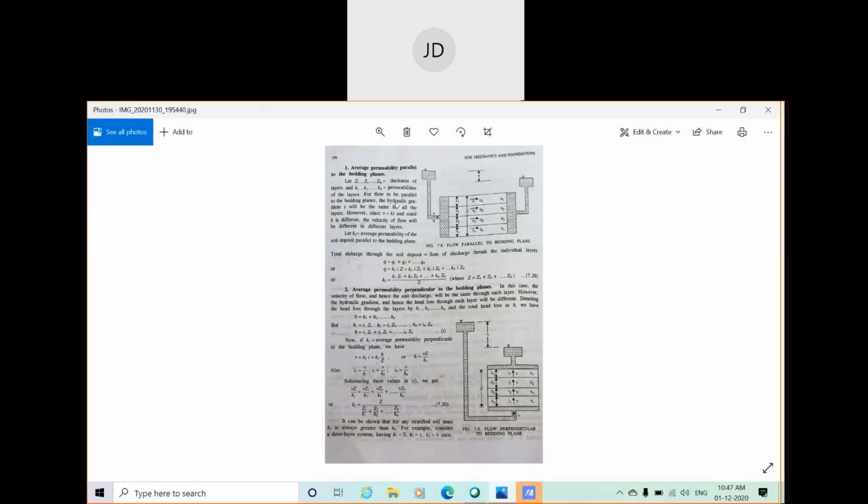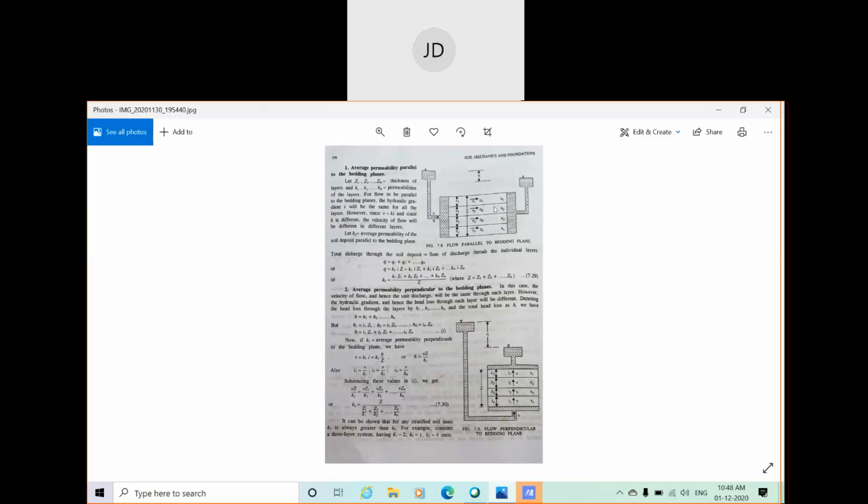So here you can see, for flow to be parallel to the bedding plane, the hydraulic gradient i will be the same for all the layers. However, the velocity v, that is the discharge velocity or Darcian velocity, v is equal to ki, and since k is different, the velocity of flow will be different in different layers. Now, since this is a stratified soil and each layer has its own property, k1, k2, k3, up to kn all have different values.